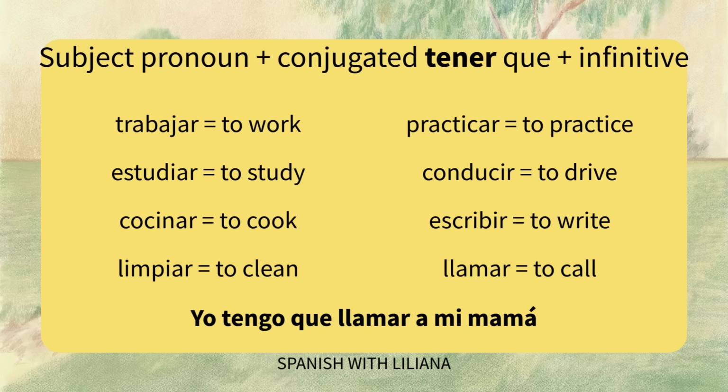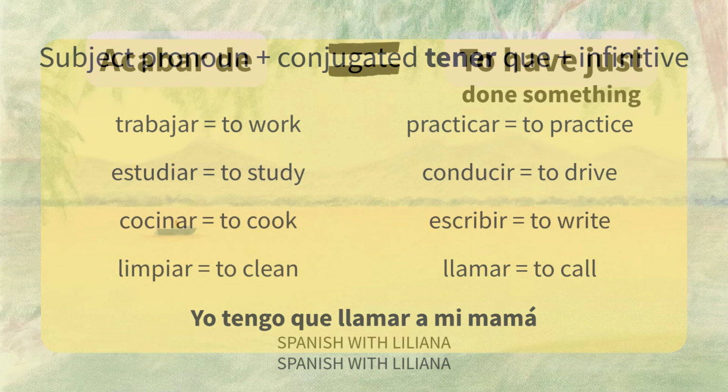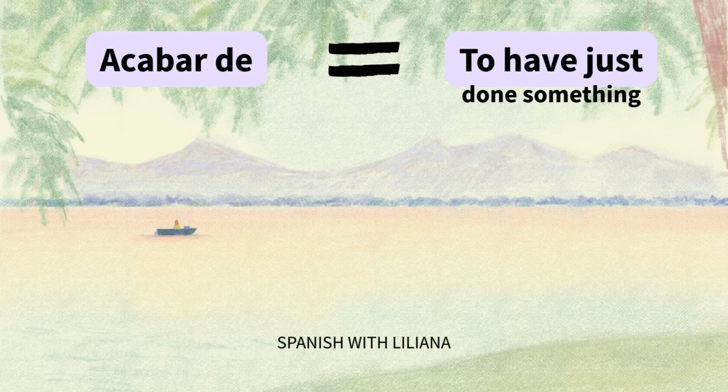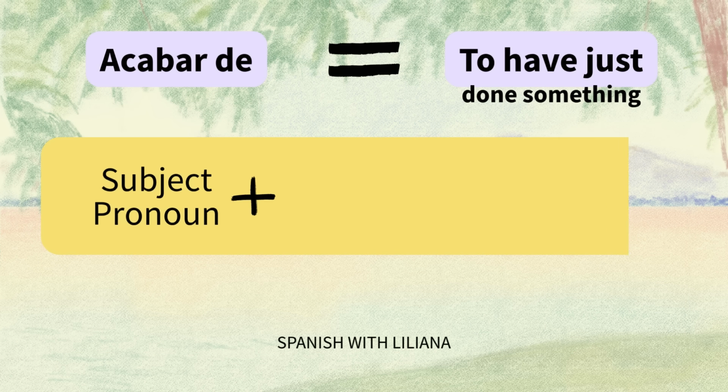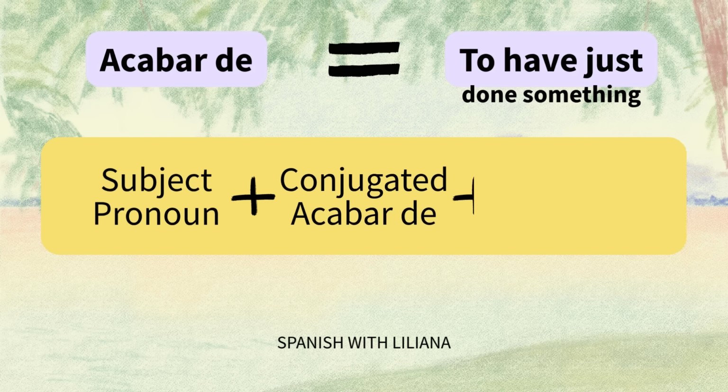So again, you can use this in the different tenses. You just have to conjugate the verb tener to the correct one. And if you learn more verbs in their infinitive mode, you'll be able to create more sentences as well. The last structure I have for you today is acabar de. Acabar de means to have just done something.